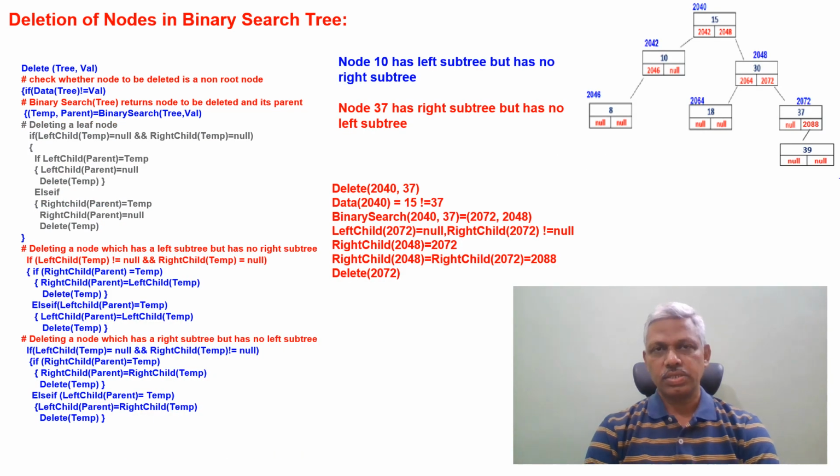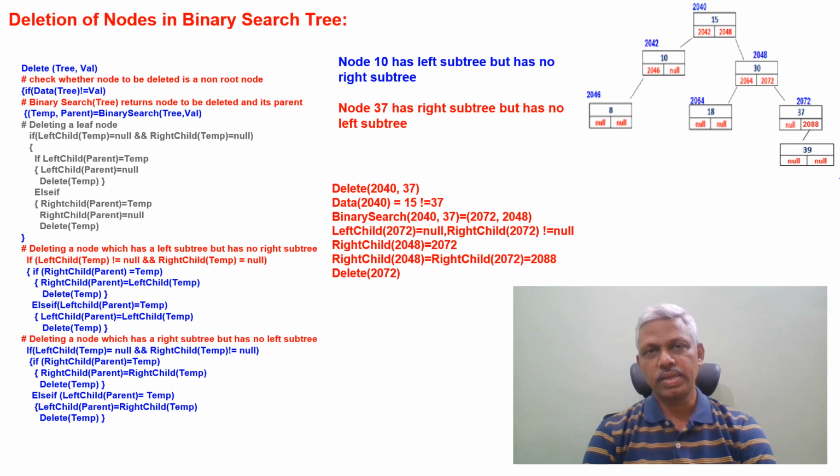Now we look into the deletion of a node which has a left subtree or right subtree. In this case, we'll trace the part where the node to be deleted has a right subtree. Now if I want to delete 37, which has a right subtree and no left subtree, and we follow the algorithm again, delete tree comma val, delete 2040 comma 37. First we observe that data of 2040 is 15, which is not equal to 37.